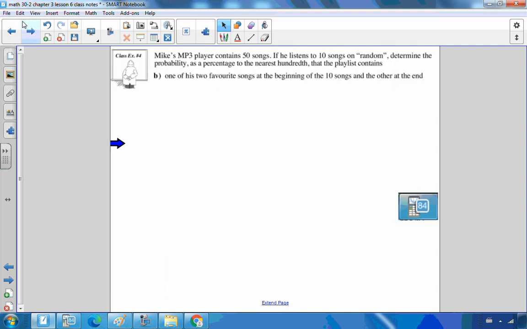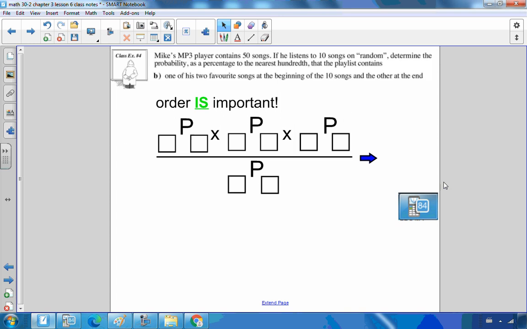Now let's compare that question to this one. Okay, so same scenario, but he wants to know the probability that one of his 2 favorite songs is at the beginning and the other is at the end. So it's not just that they're on the playlist anymore, they're specifying a specific position. So in this case, order is important.